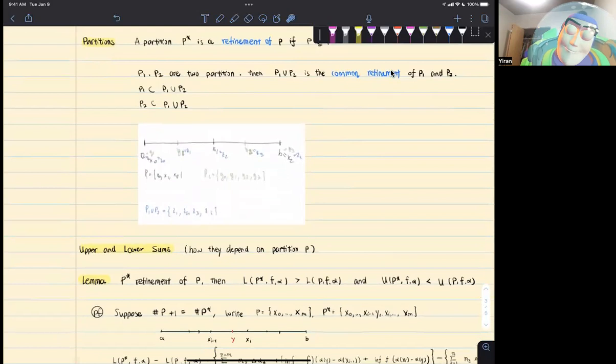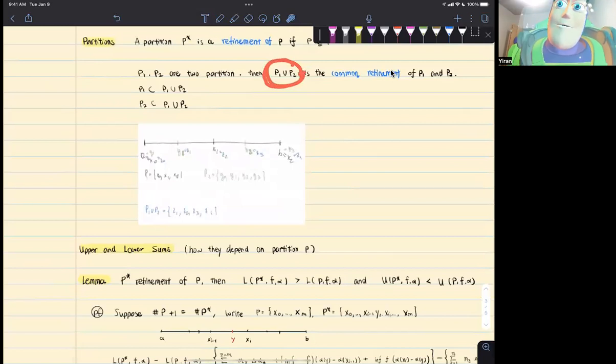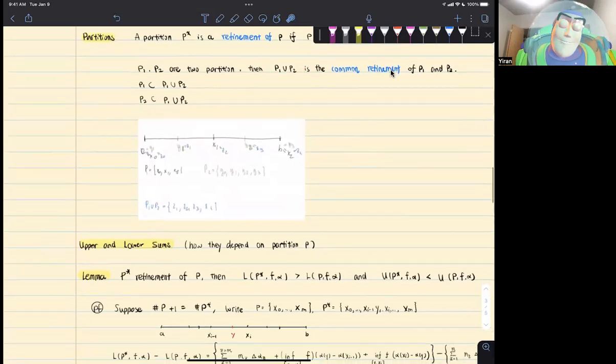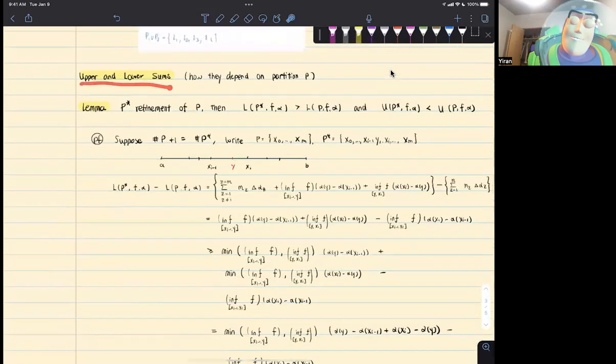So for example, P1 union P2 definitely contains P1. So P1 union P2 is a refinement of P1. Similarly, P1 union P2 is also a refinement of P2. Okay, and then we have upper and lower sums.